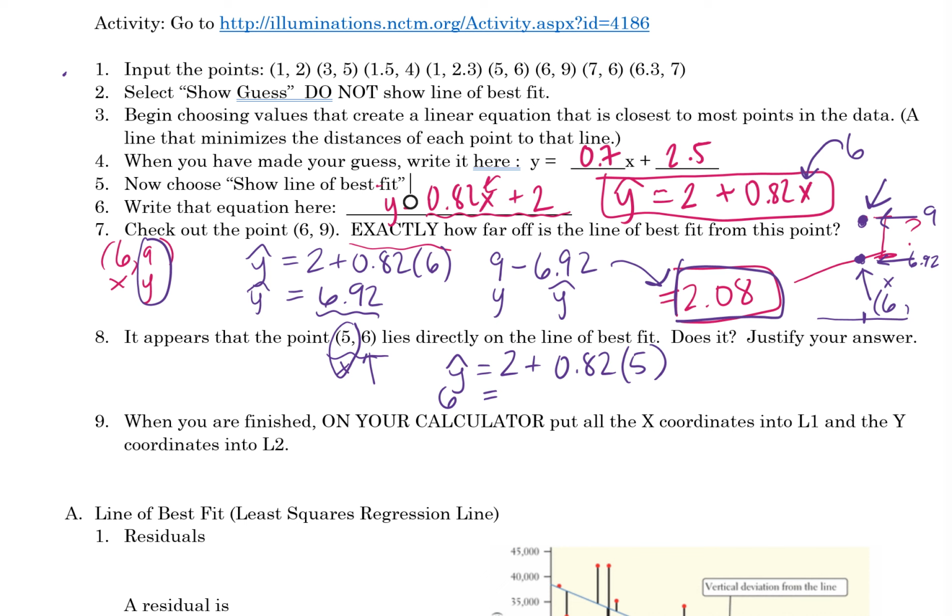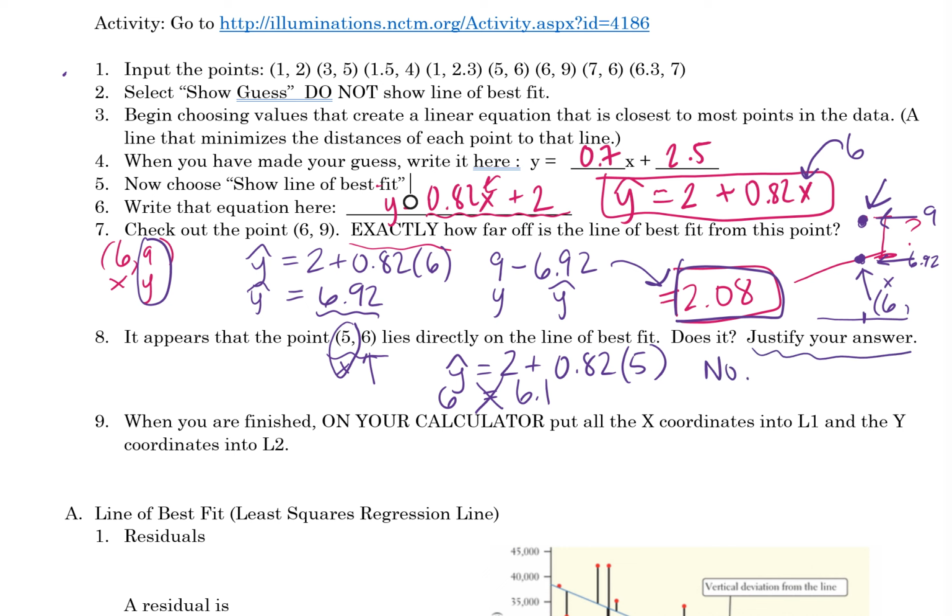So plugging all of this into my calculator, I'm doing 0.82 times 5 equals 4.1, plus 2. Oh man, it's 6.1. 6 is not technically equal to 6.1, but as you can see, they're very close. So (5, 6) looks like it's on the line, but it's just slightly off of it. So the answer would be no, it does not lie on the line.